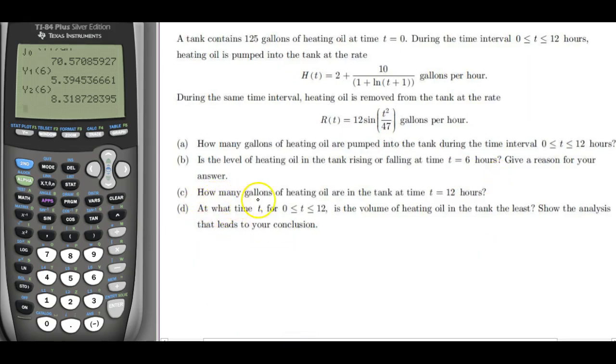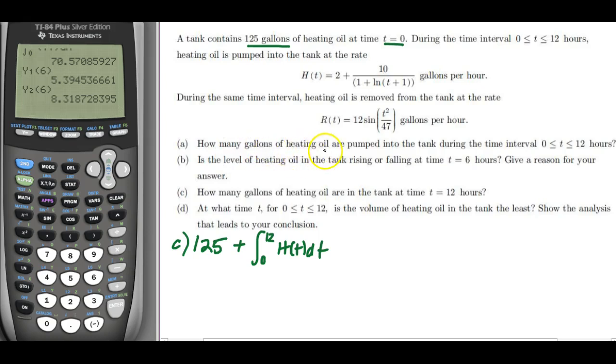Moving on to part C. How many gallons of heating oil are in the tank at time t equals 12 hours? So at 12 hours, how many total gallons are in the tank? So this is where we're going to have to take into account how many there were to begin with. So at time 0 to begin with, there were 125 gallons. So 125 plus, well, I need to figure out how many entered between 0 and 12 hours. So how many entered is going to be the integral from 0 to 12 of h of t dt. And that answer was also found in part A.